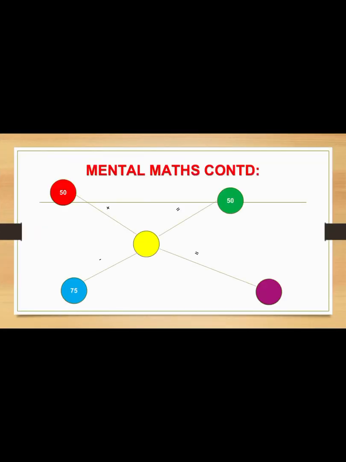Next mental maths here, you have to find out yourself. The middle circle here is blank. There are 5 circles, and in the corner circles 3 numbers are given: 50, 50, 75. The middle circle is blank, and another corner circle is blank. You have to fill it up like the previous one. Think of it and do it.